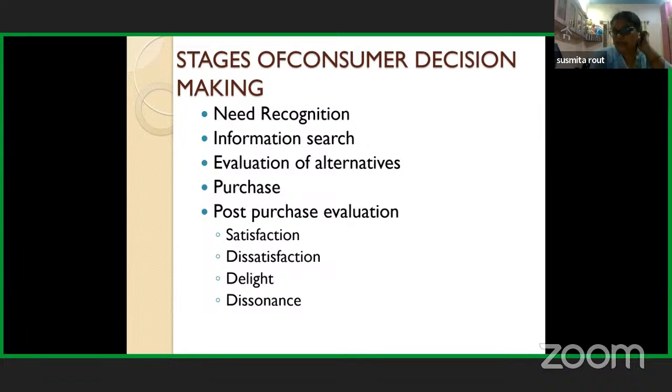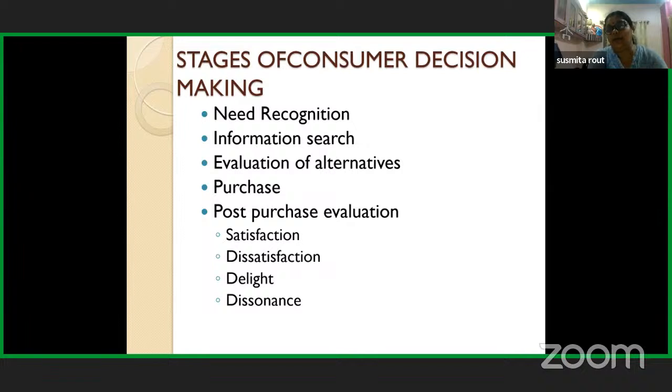Now, after getting that information, let's suppose you want to buy a fan or a cell phone, and you have gathered information about 15 brands. That there are 15 possible makers of cell phones from whom you can buy a phone and satisfy your need. Will you buy them all? Certainly not. So what does the consumer do?